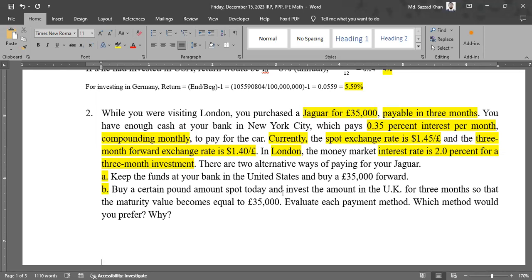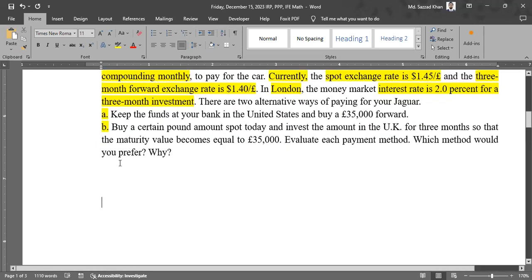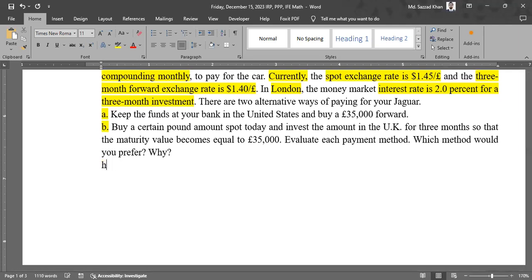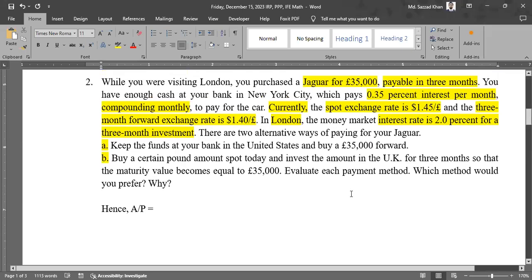So we need to see which option costs us more. The option that costs us more, we will reject, and the option that costs us less, the cheaper option, we would choose. Before we do the math, we need to see what information we are provided, right? What's the first information? Accounts payable. How much is payable? It is £35,000, isn't it? Yeah.